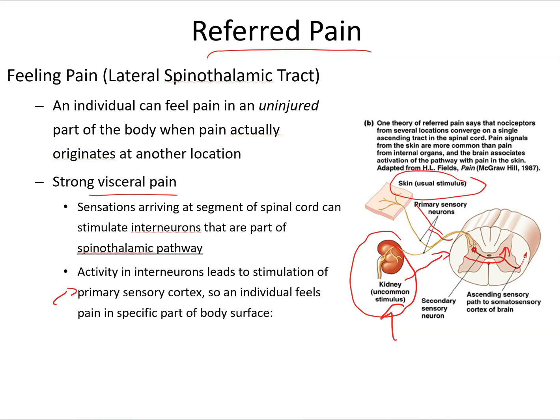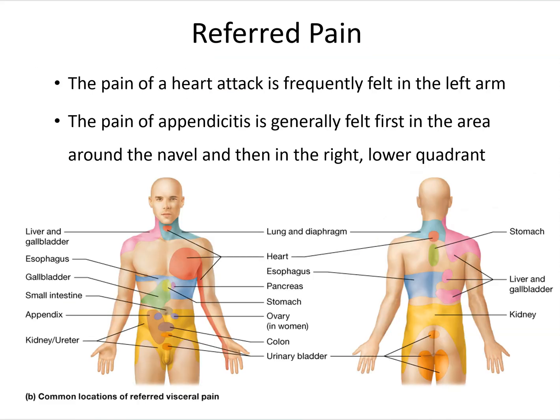You don't have to memorize the exact cause of it. I just want you to be aware of it. In this picture, you can see where different organ pain might manifest. So often with a heart attack, a patient will say that they feel the pain up in their left arm. It might radiate down their arm. Sometimes they actually feel it up in their jaw or even in their back as well.